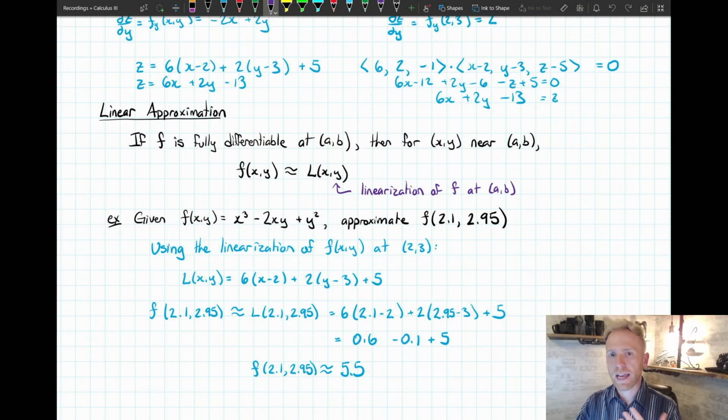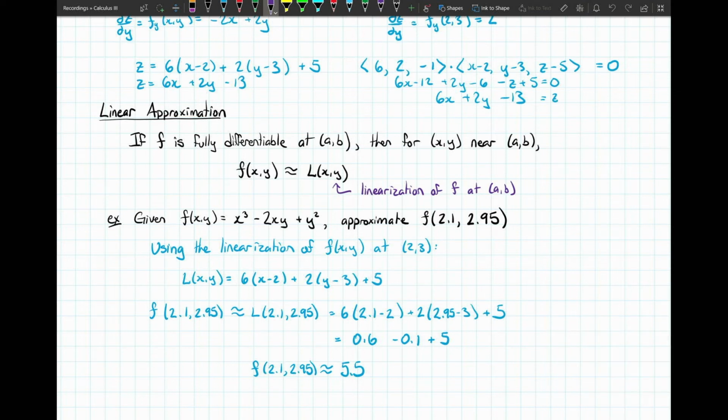You can go ahead and try this out in Maple for yourself. Plug in 2.1 and 2.95, and are we pretty close? I think so. We're only off by a small percentage error. You can go ahead and confirm for yourself if you like.